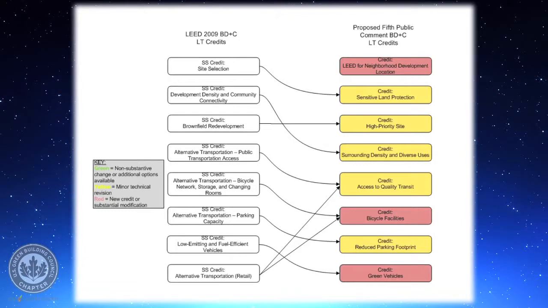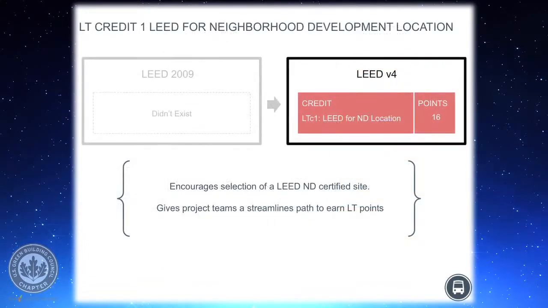So to walk through each of these credits, the first one in the rating system is a reward for locating in a LEED for neighborhood development location. So a project team will either earn this credit and ignore the rest of the credits in the category, or they will ignore this one and go with credits 2 through 8.